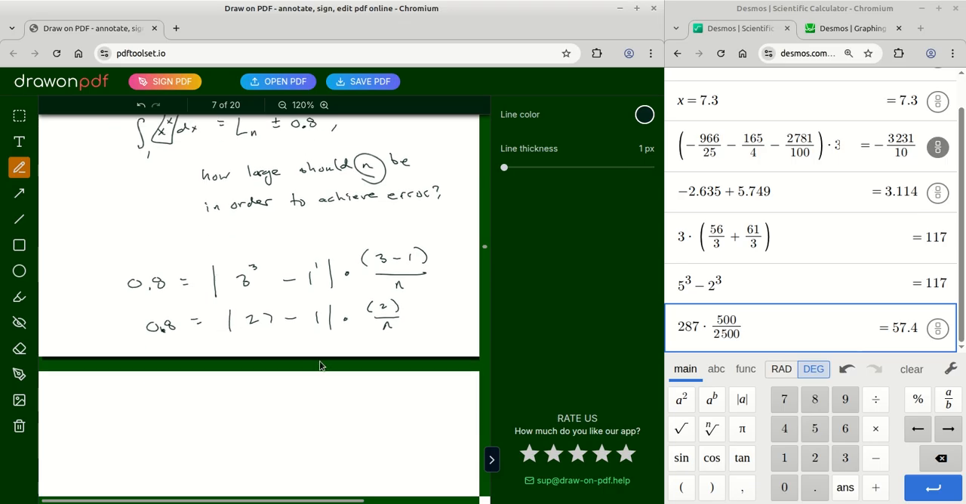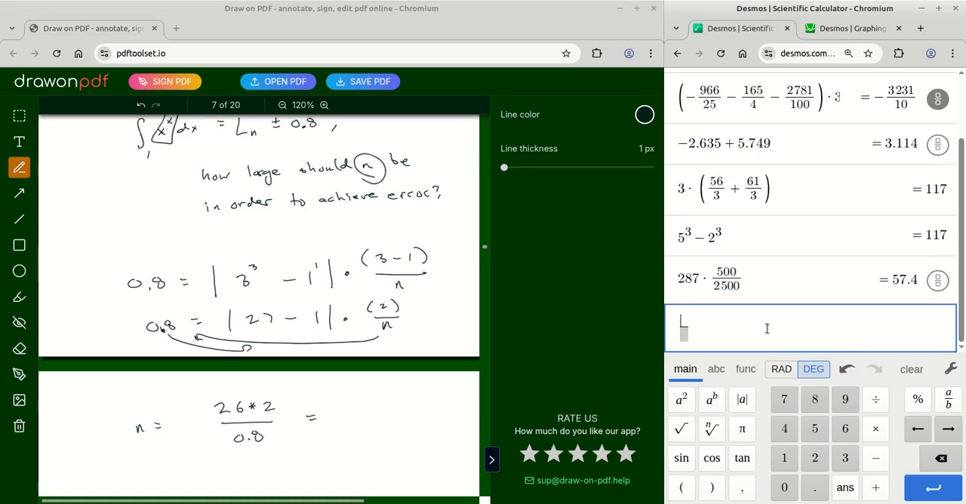Just like last time, the n is going to be multiplied over here and the 0.8 divided. So then I have n is equal to 26 times the 2 all over 0.8. Let's go and do that. And I got a 65 straight up, and they wanted an integer, so they get an integer. There you go.